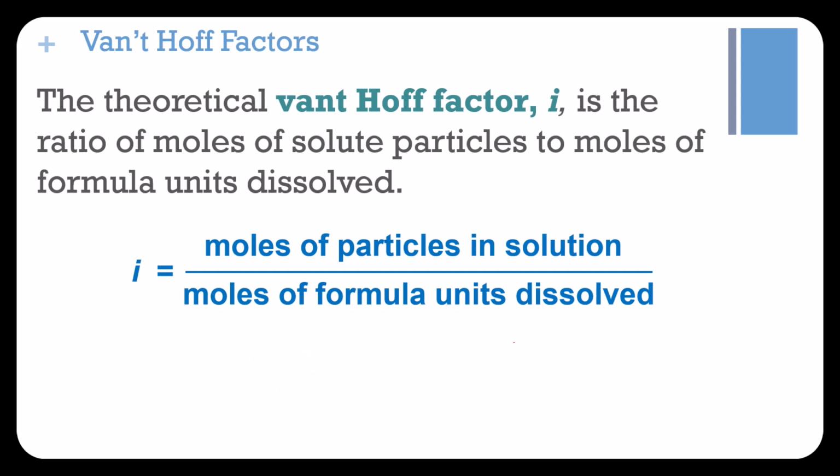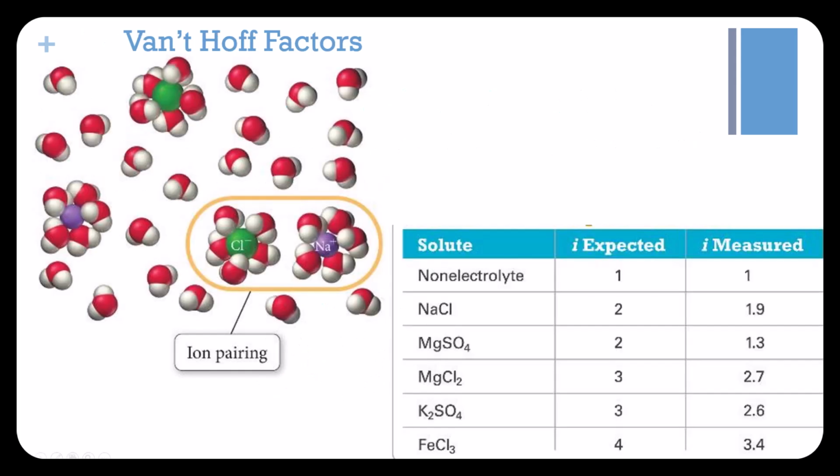So let's take a look at a chart of just some common Van Hoff factors. So here we see that sodium chloride, the expected value is 2, magnesium chloride 3. Here we see a couple polyatomics. So this one has an expected value of 2. This one has an expected value of 3, right?